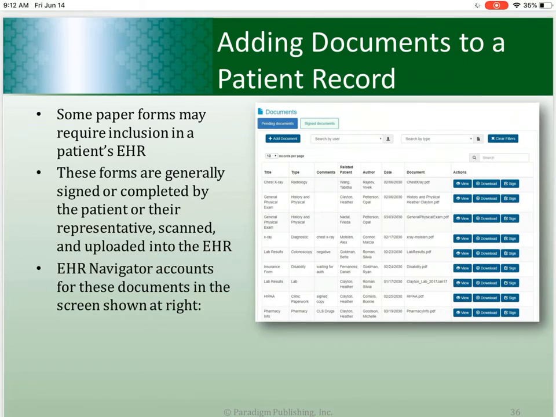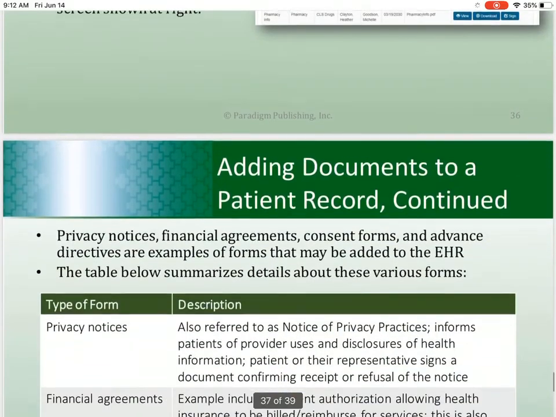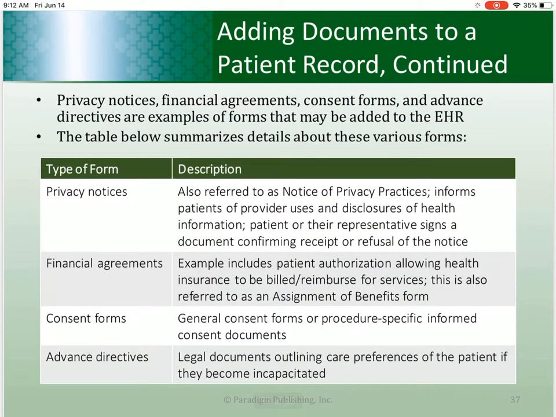The types of documents depend on the type of facility, but may include privacy notices, financial agreements, consent forms, and advance directives. All right, so we're going to talk about these 4 types. Again, these should be somewhat of a review for you. So let's talk about privacy notices first.